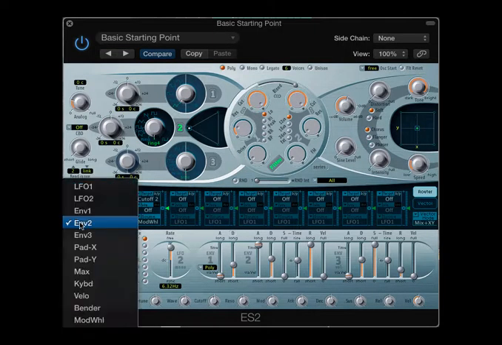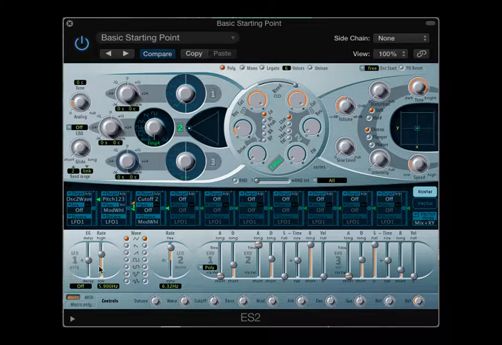All right, so that would be if the envelope is the source. If we did something like an LFO, and maybe we set it up to start after a little bit of a delay. Obviously, some really interesting possibilities there.